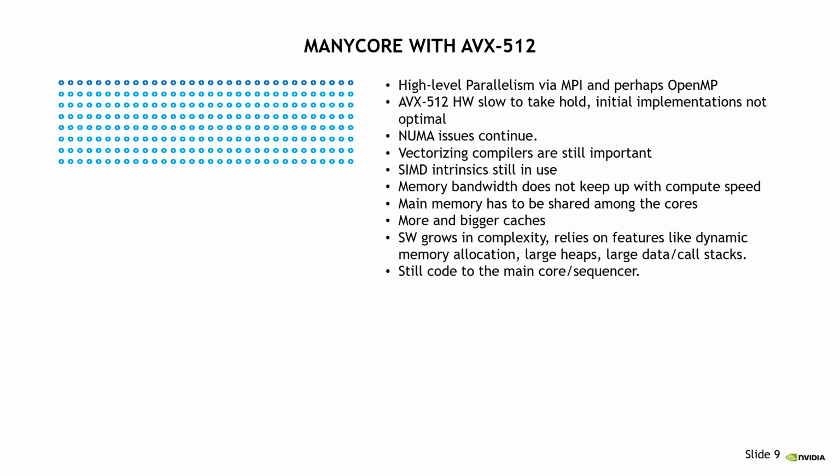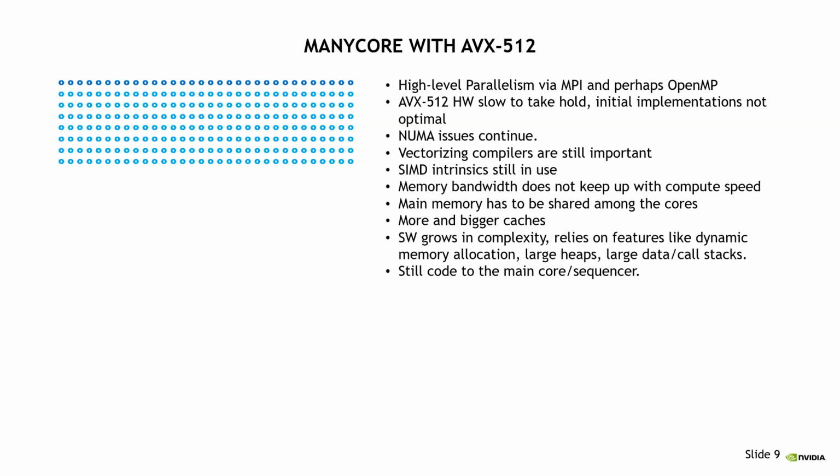Vectorizing compilers are still very important on AVX. SIMD intrinsics are still in use. People have ported their 128-bit SIMD intrinsics to 256 bits and then ported them to 512 bits. And we see it in a lot of open source codes out there that they have the bandwidth and the people to continue to move forward with the generations. Memory bandwidth continues to not keep up with compute speed.